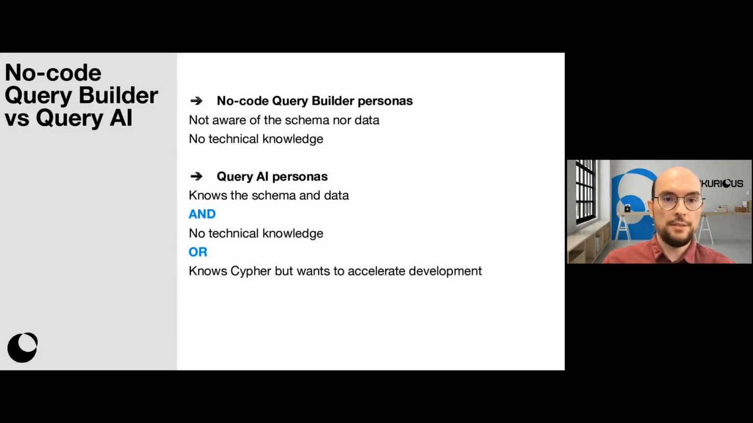On the other hand, Query AI offers more flexibility, but it usually requires the users to have an understanding of the schema and the data to ask meaningful questions to the AI assistant. Then it helps users with no technical knowledge, but also more advanced Cypher developers that want to accelerate the development of their Cypher queries.